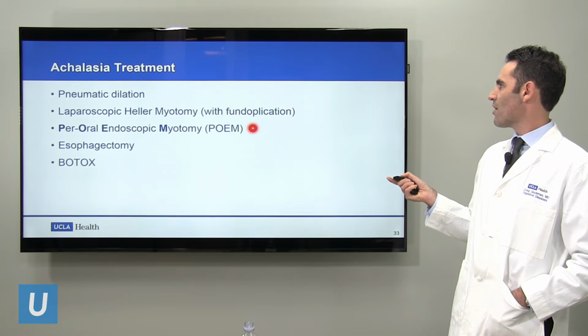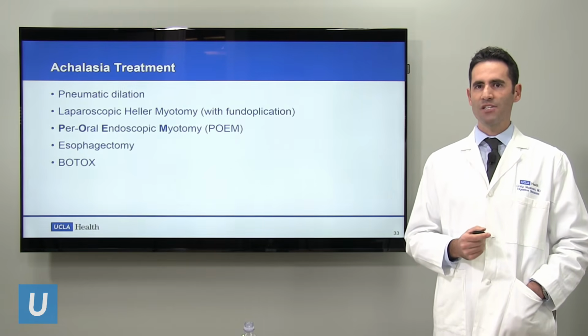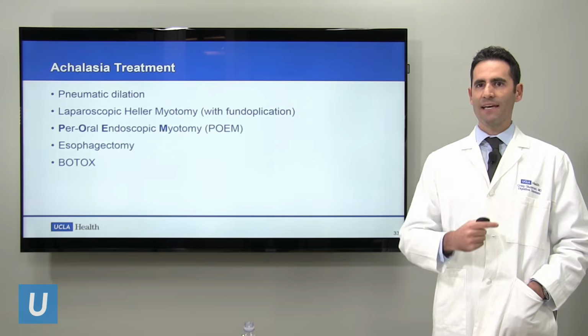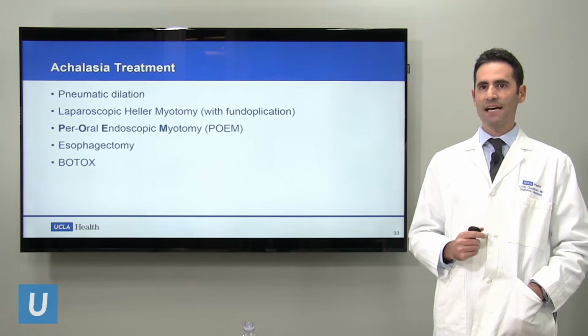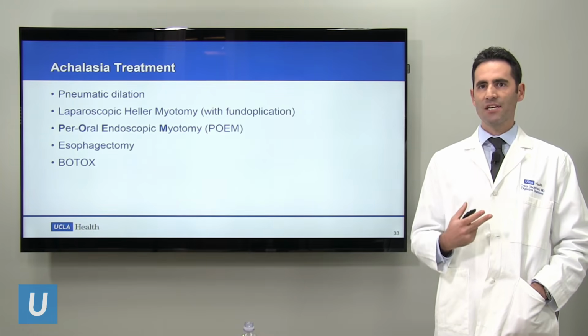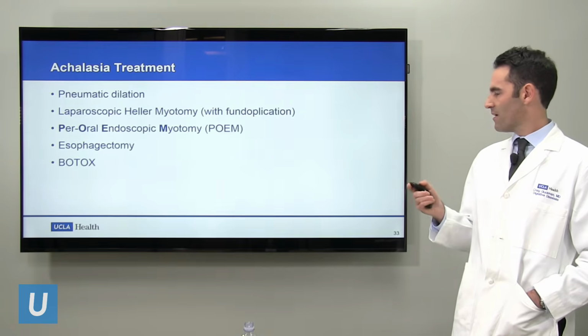The third way we could treat achalasia is the new kid on the block. We call that per-oral endoscopic myotomy, or POEM for short. And this is done by a gastroenterologist. It's done endoscopically, where the gastroenterologist will actually cut the muscle from the inside. It's a day procedure. It's very successful. Patients can often go home the same day or even the next day.